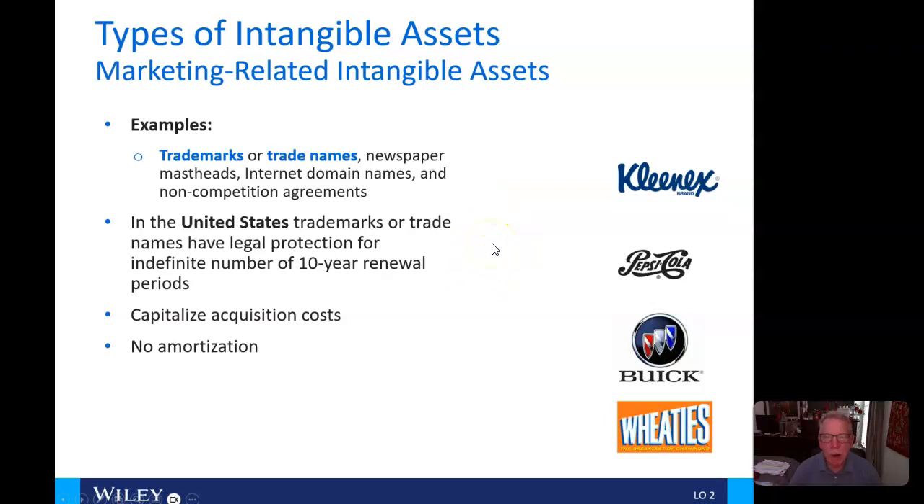In the United States, trademarks or trade names have legal protection for an indefinite number of 10-year renewable periods. And just as a passing note of caution, it's hard to remember to do that every 10 years. I forgot to do that once, and we went 3 or 4 months before I remembered we needed to renew our trademark protections from the Patent and Trademark Office, PTO. Nevertheless, it is indefinitely renewable for 10 years. We capitalize the acquisition costs, and there's no amortization of those.